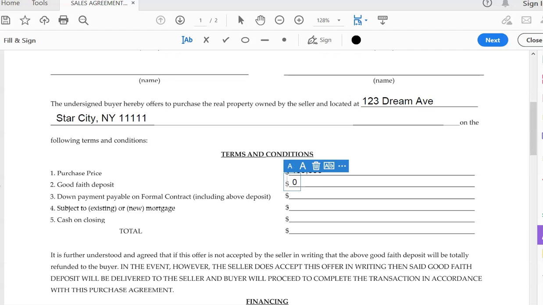Down payment payable on formal contract. Let's say they're putting down 10%, which is $45,000. They will put half of that, $22,500 as down payment at signing of contract, subject to existing mortgage. If they're putting down $45,000, then they will be borrowing $405,000.